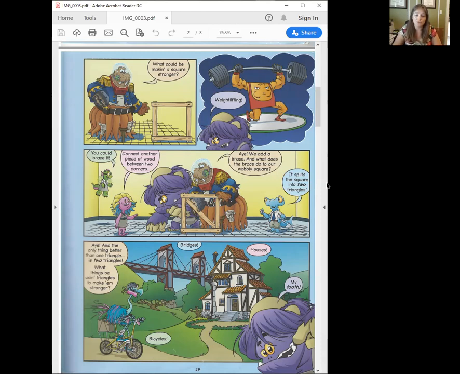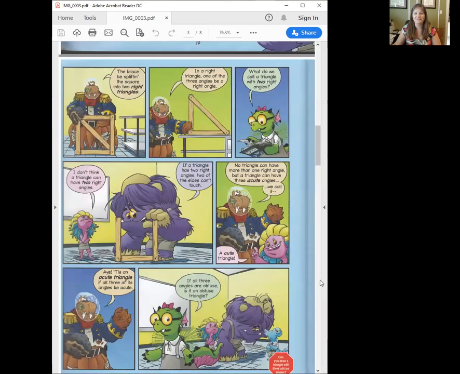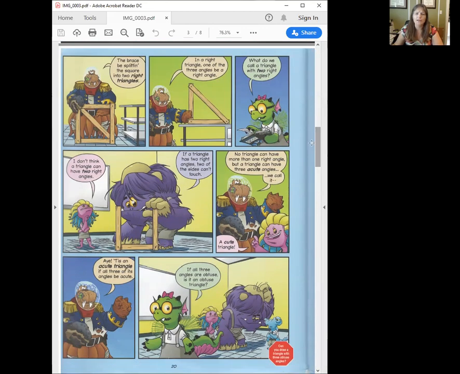What things be using triangles to make them stronger? Bicycles, bridges, houses, my tooth. The brace be splitting the square into 2 right triangles. In a right triangle, one of the 3 angles be a right angle.